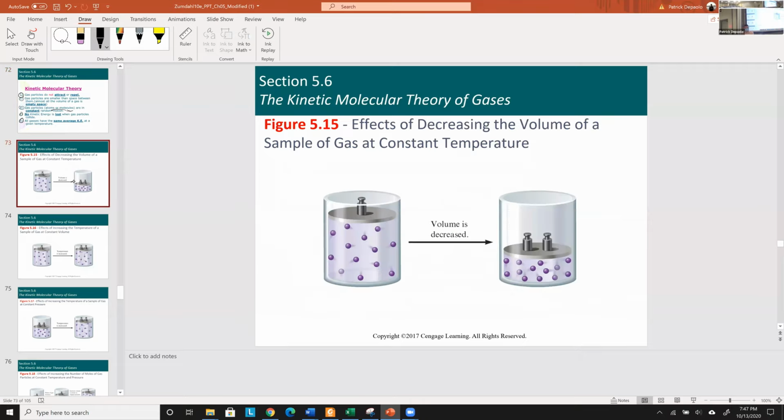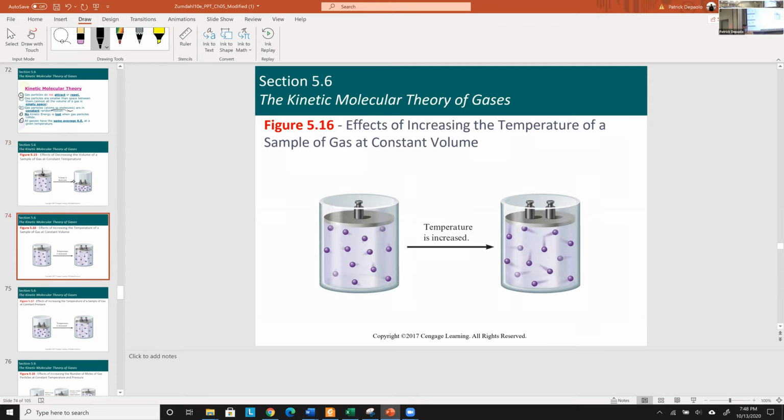Okay, cool. Now we're going to look at this in more detail. Here are the pistons that should have been shown for Boyle's law. You have a certain pressure and a certain volume. You decrease the volume by increasing the force on the piston. That decreases the volume, and that increases the force of the molecules on the inside of the container, which increases the pressure, which we've seen before.